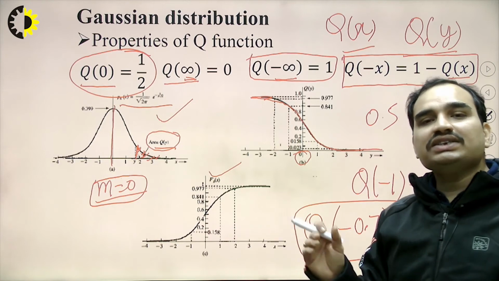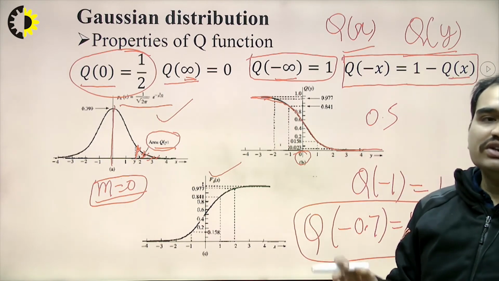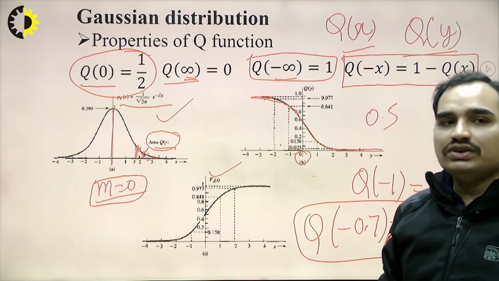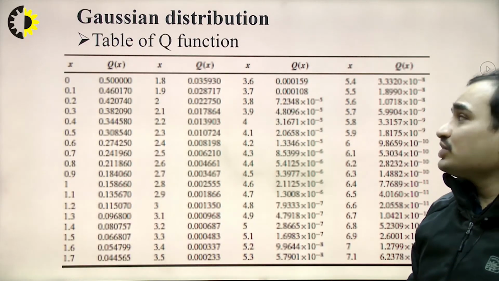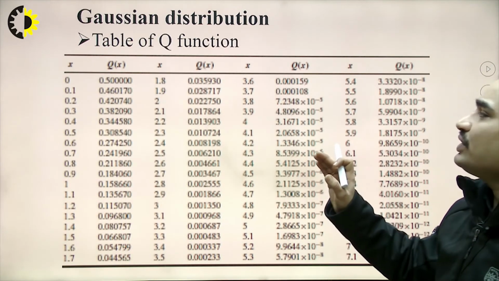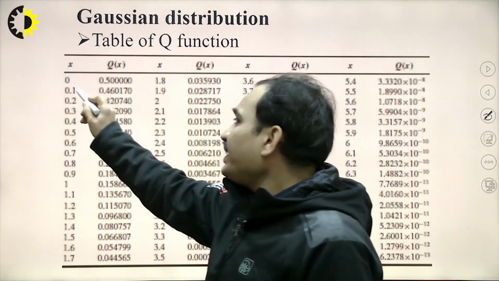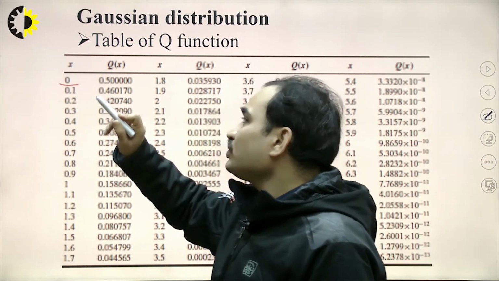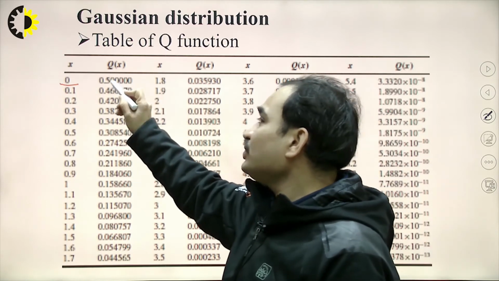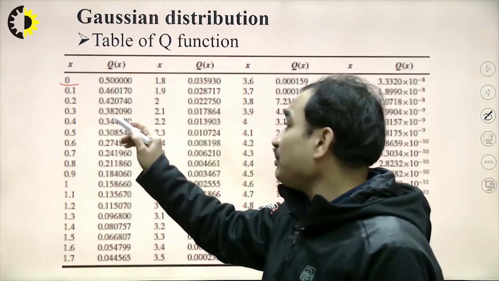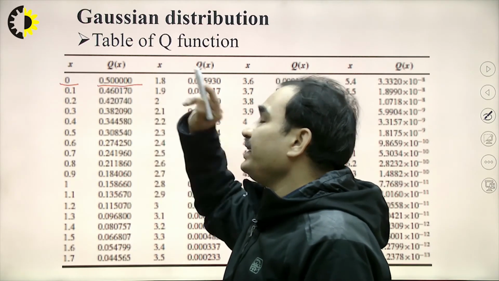Now we will see in this numerical how to solve it. Further we will use this numerical to solve it. So this is the table for the Q function. As you can see in the table, what is the value at x equals 0? According to the curve also it is matching, that is 0.5.